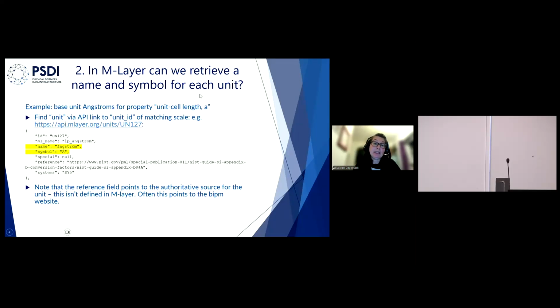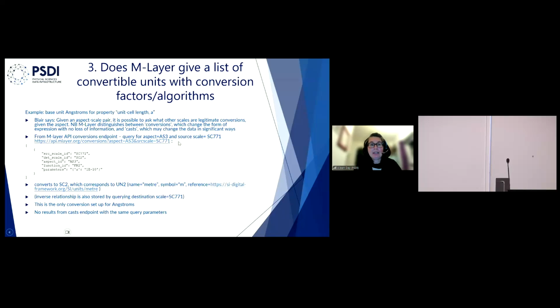Can we retrieve a name and a symbol for each unit? Again, doing a different call on the MLayer API, we can see that we can pull out the name and the symbol for the unit that matches the scale that we attach to the property. So again, we can put a tick next to that one. About conversions, can we get all the possible conversions for angstroms out of it? And again, I show how you can query the API to pull out those conversions.